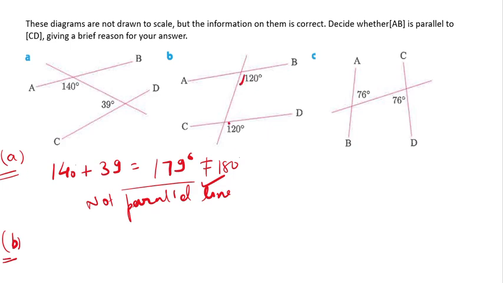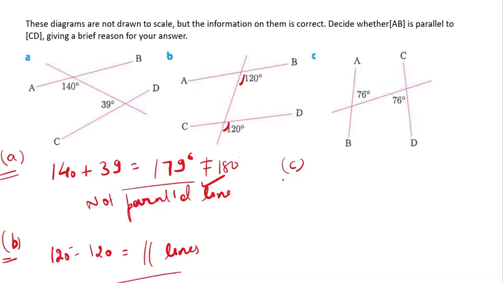So in B, this angle and this angle are given. So the relation between these two angles is that they are corresponding angles. The corresponding angles are equal. So these are the parallel lines.